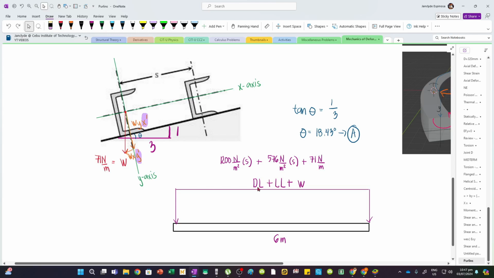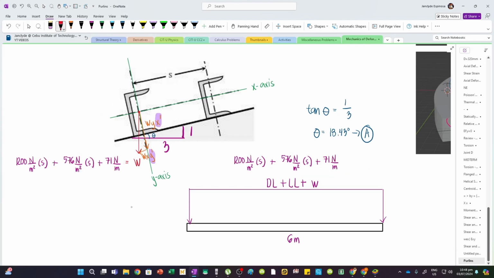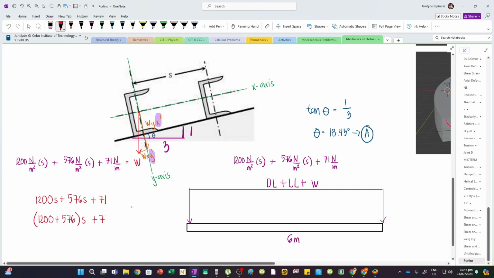So what is W? For W, let's just add these values. Let's copy this one. This is W, which simplifies into 1,200s plus 576s plus 71, or we can say 1,200 plus 576 multiplied by s, and then plus 71. So this is W, let's call it W total.